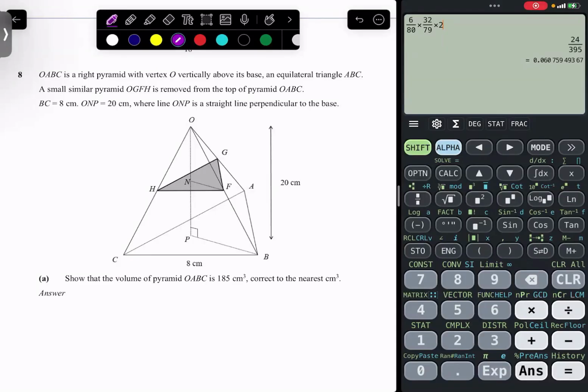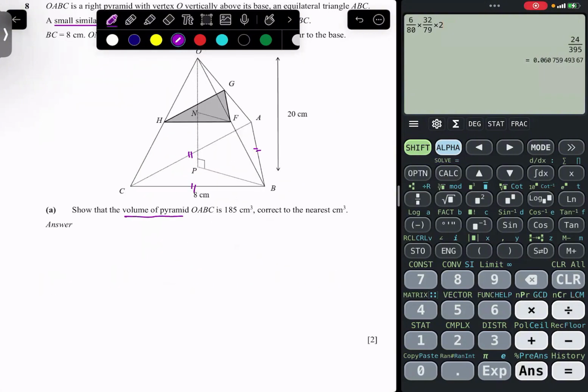Okay, OABC is a right pyramid with vertex O vertically above the base, an equilateral triangle ABC. A small similar triangle is removed from the top of the pyramid OABC, so this is about similar triangles definitely. BC equals 8, since the base is equilateral, so everything here is 8. OMP equals 20, so there's a height where line OMP is a straight line perpendicular to the base. Show that the volume is 185.